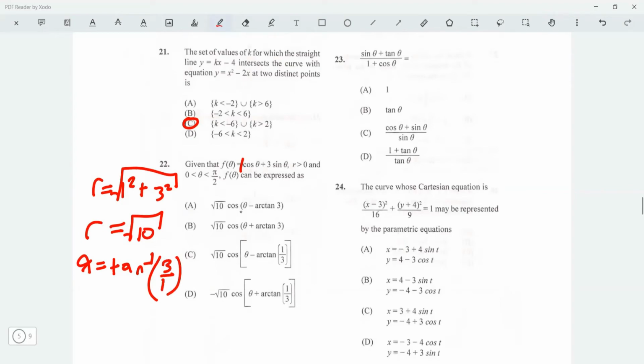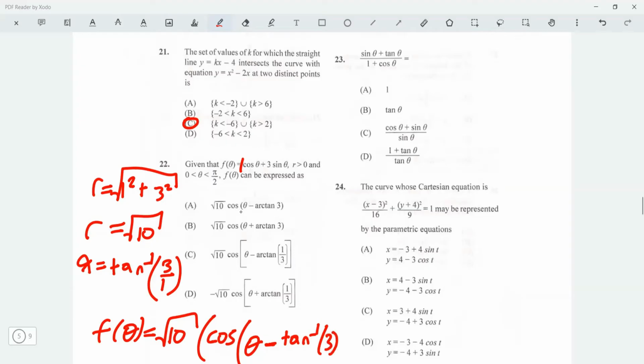So in that case, now we can write that the function f of theta is equal to root 10 times the cosine of (theta minus alpha), putting it in the cos form, so remember it is minus now, theta minus alpha, and alpha is tan inverse of 3. That's what we should have. Now, which one is that? Cos of theta minus tan inverse, arctan, I mean tan inverse of 3. So that is option A. Nice.